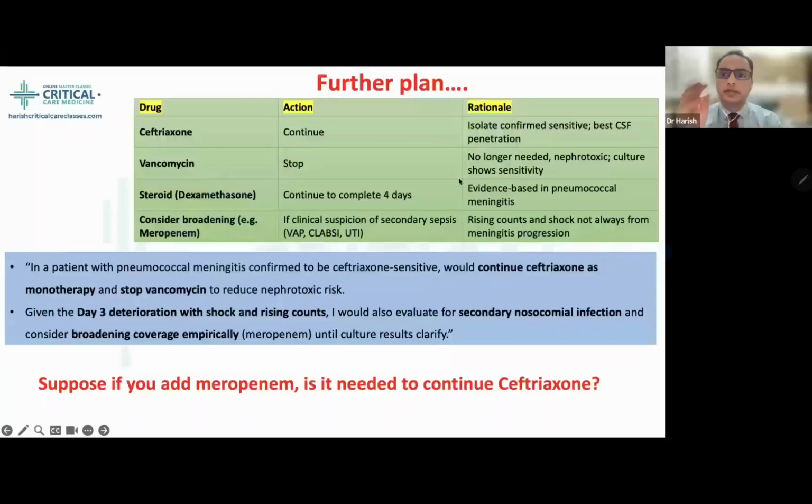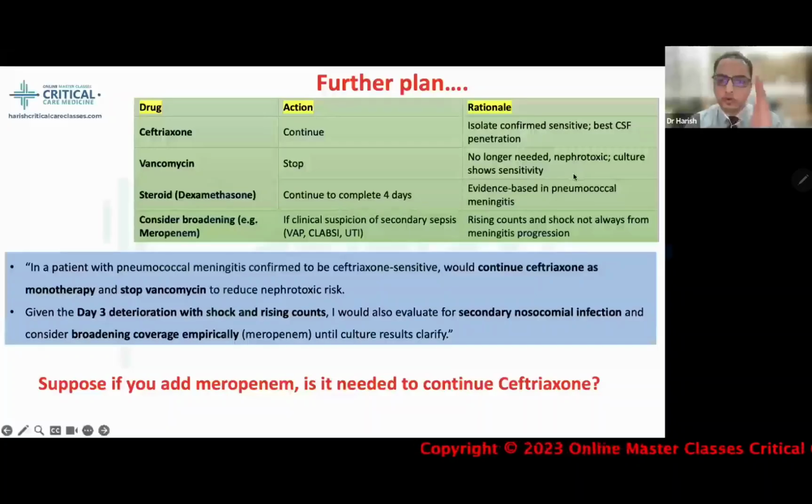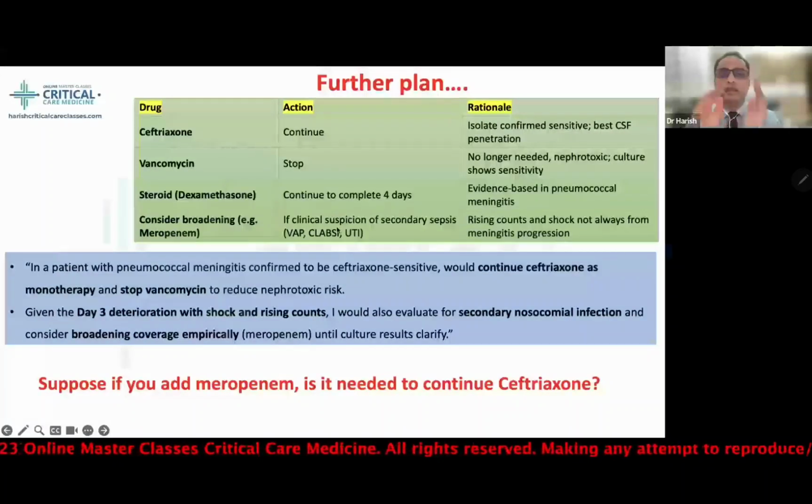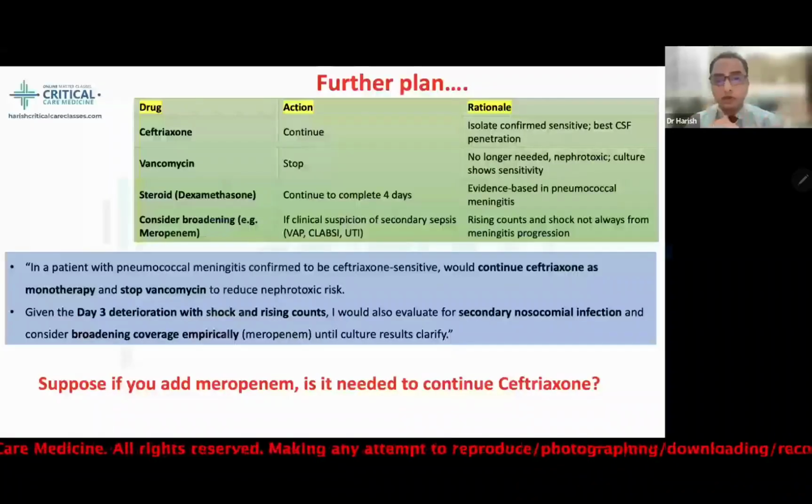Vancomycin, stop, because the patient already has some sort of acute kidney injury, and we have a sensitive bug, so no need for vancomycin. Steroid continue for 4 days, that is part and parcel of your strep pneumonia. So consider broadening the spectrum. If there is clinical suspicion of secondary sepsis like maybe VAP, CLABSI, urinary tract infection, better to escalate to ESBL coverage, that is a carbapenem.